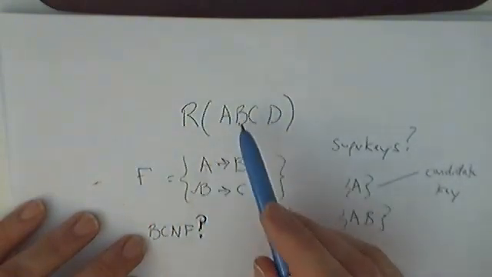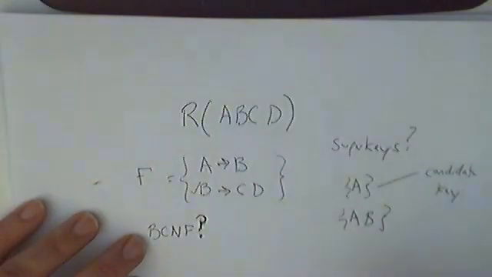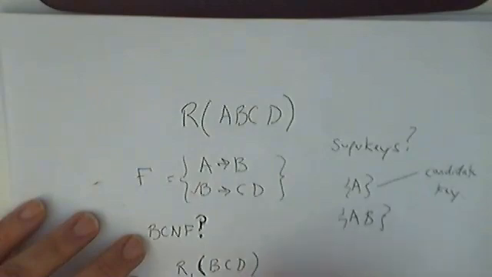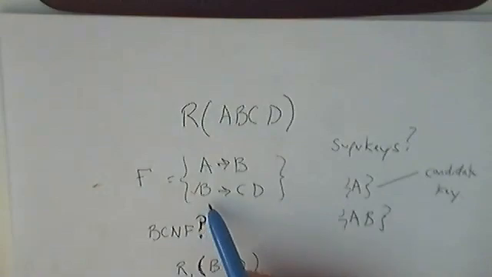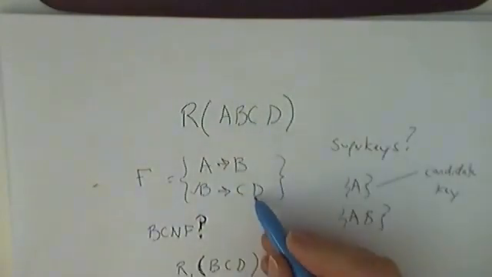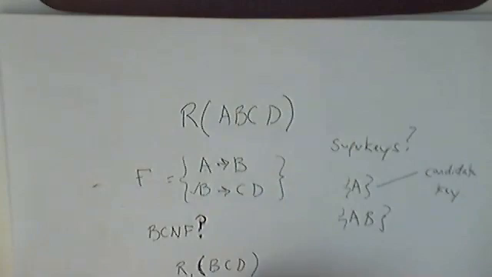To decompose this into something that is in BCNF, what we wind up doing is we split by this functional dependency, which gives us R1, which takes all the attributes in the functional dependency, B, C, D, and R2, which is going to wind up being basically getting rid of the CD. So it's ABCD minus CD, which is AB.